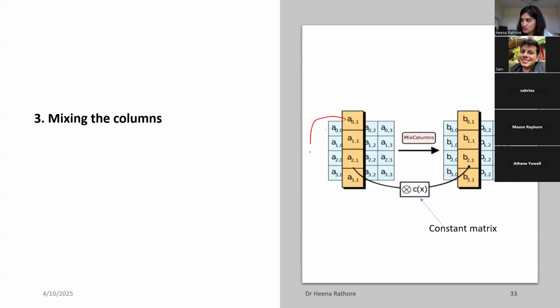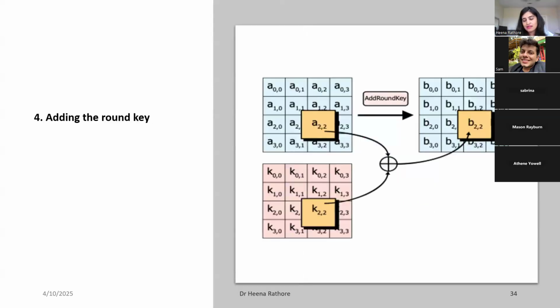Here you will take each of these words. This time you will take it in a column and multiply it with a constant matrix. And then finally, you will get a new matrix. That is mixing the column.